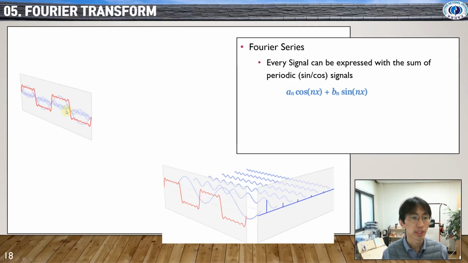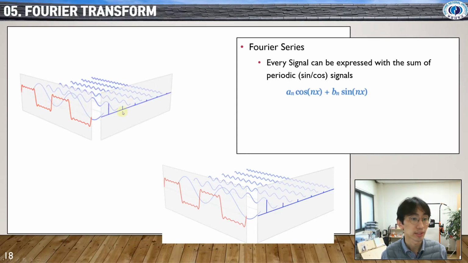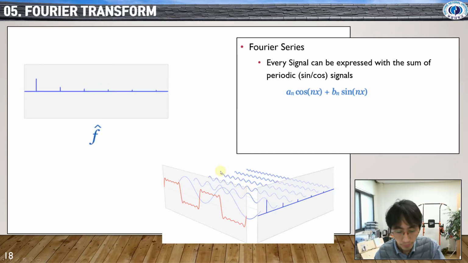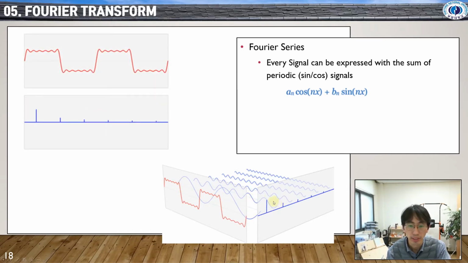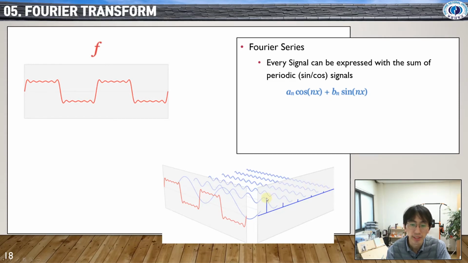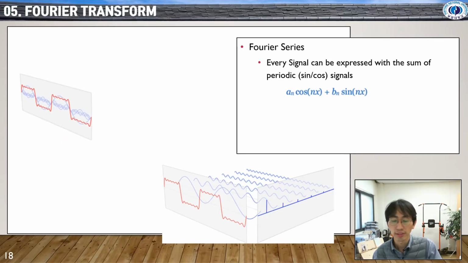And then we can draw these cosine and sine signals like this. As you see, some signals have bigger power and some signals have smaller power. Right? So here, we can say that a signal can be expressed with frequency, power, and the phase of the signal.